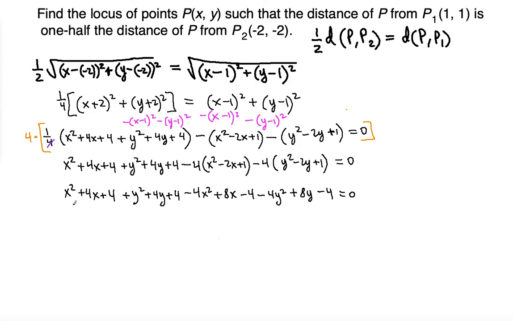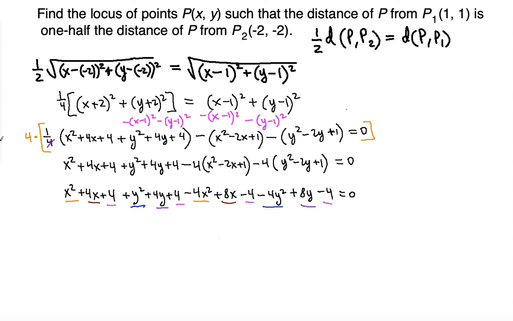As you can see, we have this one and this one. We also have these. We also have the y squared. We also have the y's, and we finally have the constants, right? These numbers.